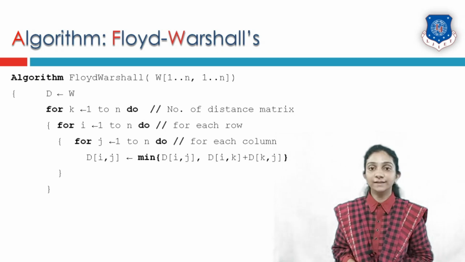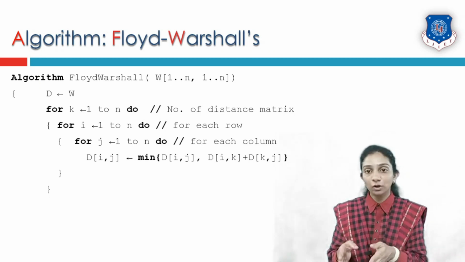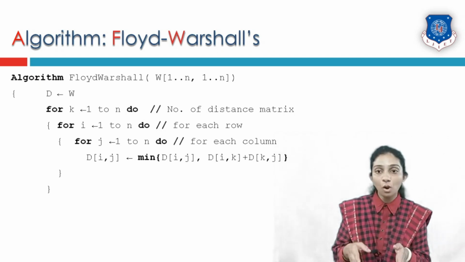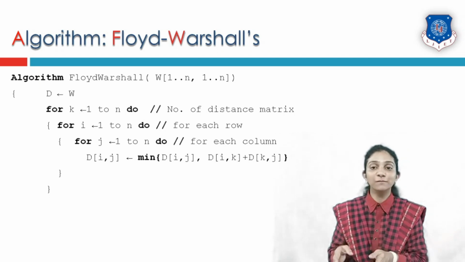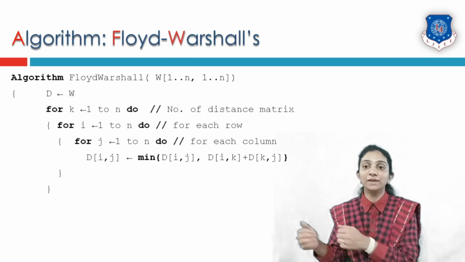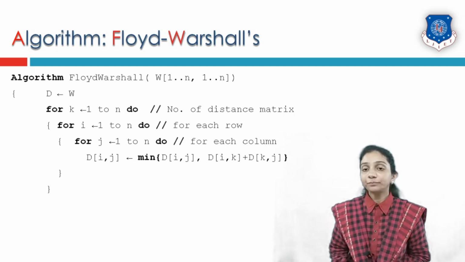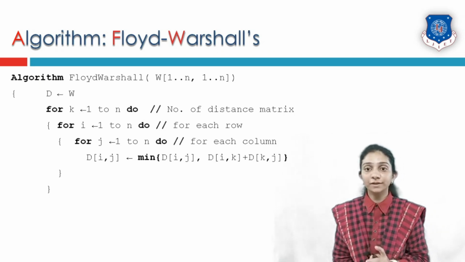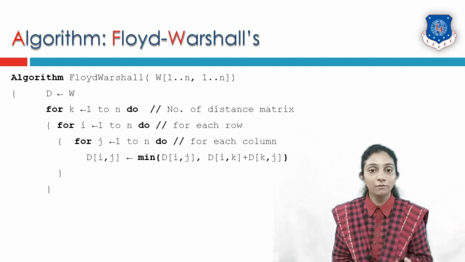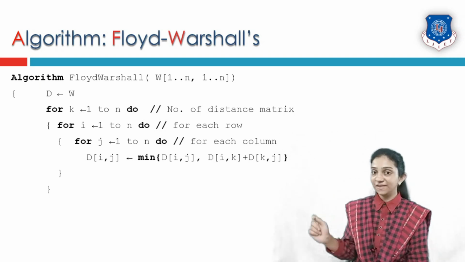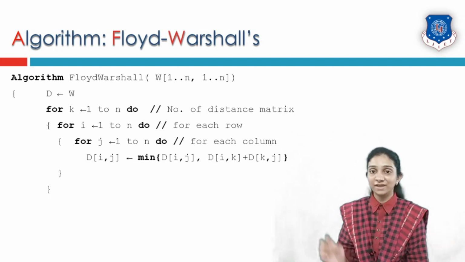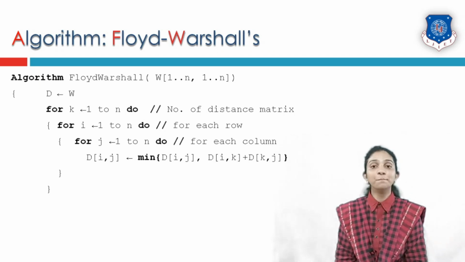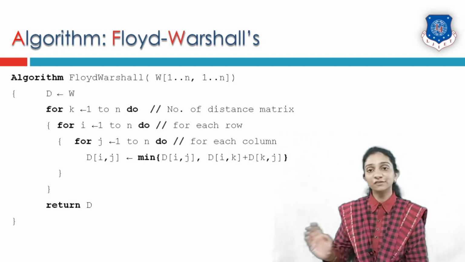D of i j, that is distance matrix of cell i, j, is minimum of D of i j, that is the cell itself, comma, distance from i to k plus distance from k to j. Now this algorithm will make use of the minimum function, so whatever value is minimum will be chosen as a result. Now here, as you can see, there are 3 loops, all having length up to n. So the complexity of this algorithm is big O of n cube. That is as simple as that.